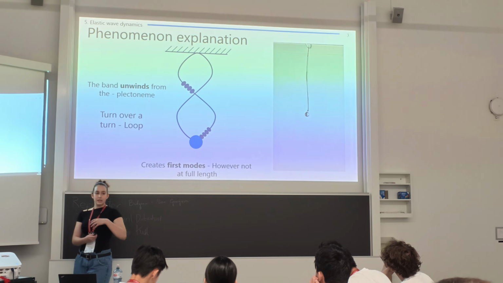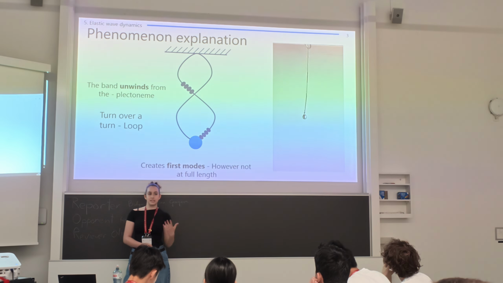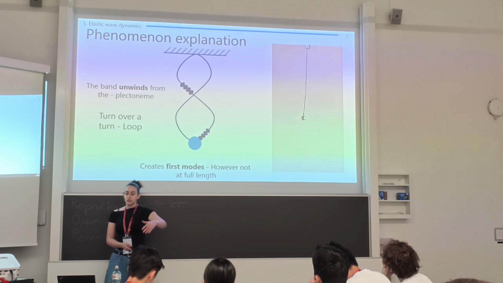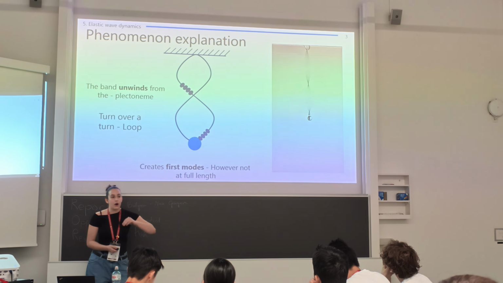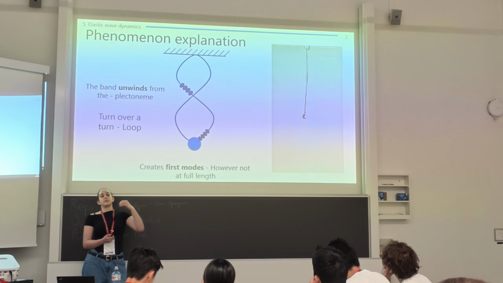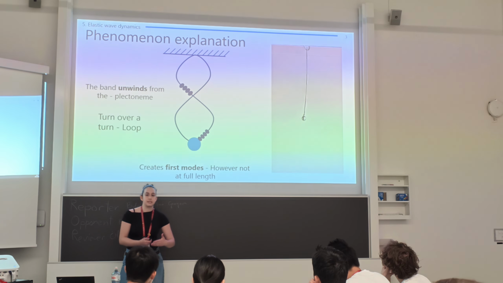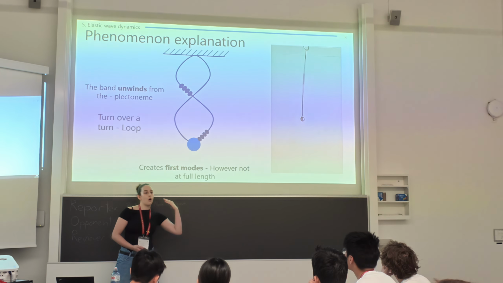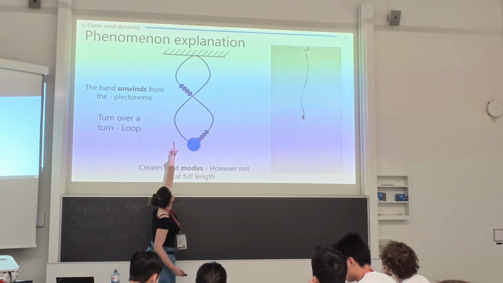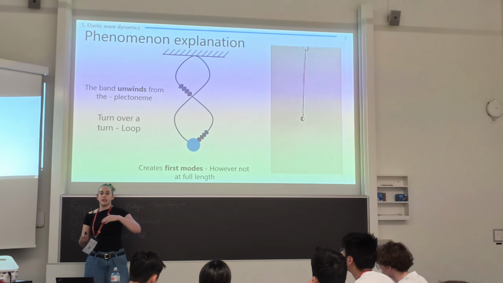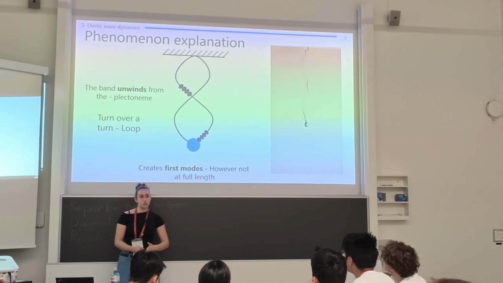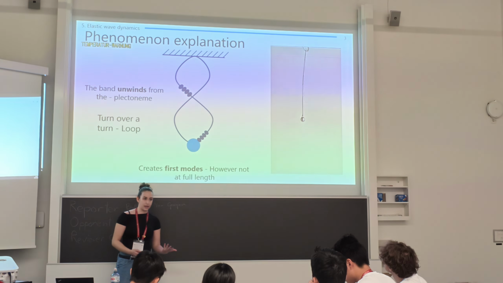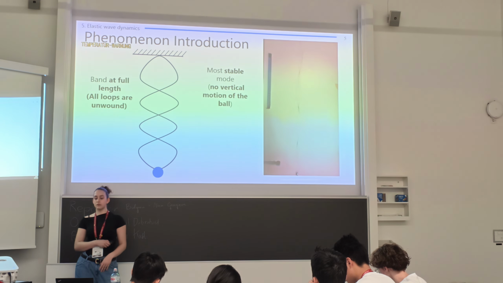First of all, I would like to explain what we see in my experimental videos and overall experiments. We start after the release of the plectonym, which means that the rubber band is wound up and wound up again, so we have a loop over the loop, as you can see right over there. After it is wound up and released, we get our first mode. However, the band is not at full length, which means we cannot take it into consideration.